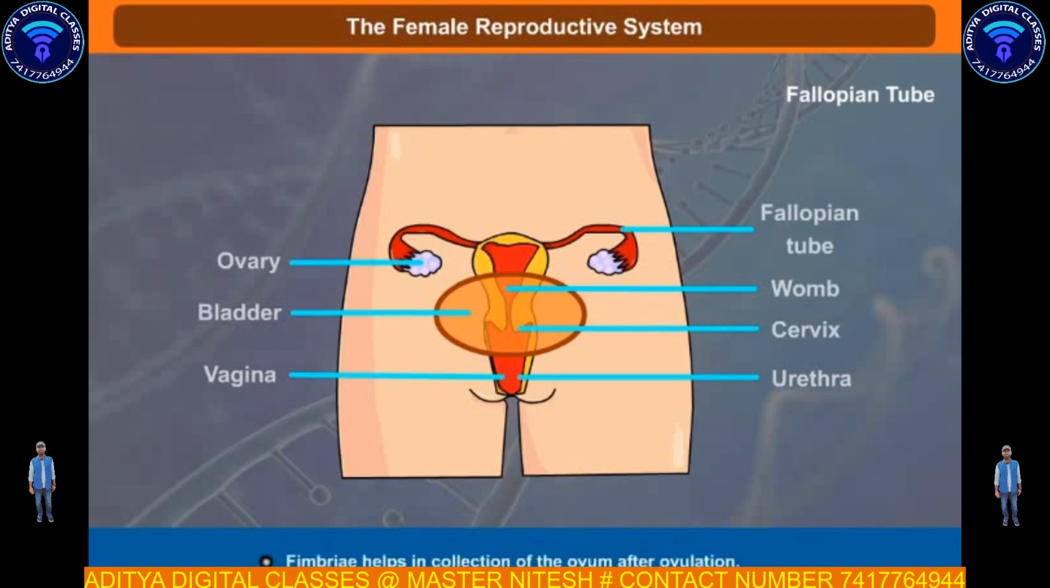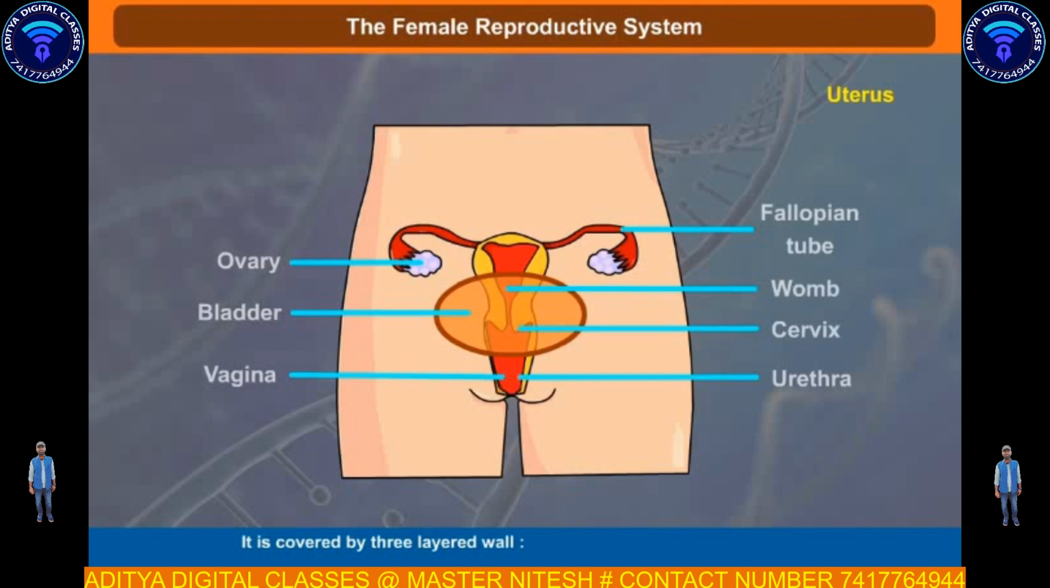Fimbriae help in collection of the ovum after ovulation. Infundibulum leads to ampulla, wider part of oviduct. Isthmus is the last part of the oviduct that joins to uterus. Uterus. It is inverted and pear-shaped and also called womb. It opens in vagina through a narrow cervix. It is covered by a three-layered wall: perimetrium, thin outermost layer; myometrium, thick middle layer; and endometrium, glandular innermost layer.